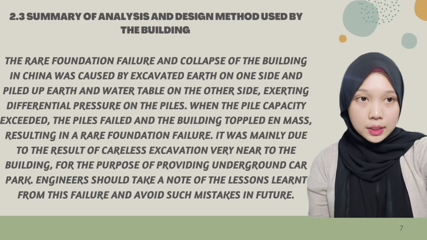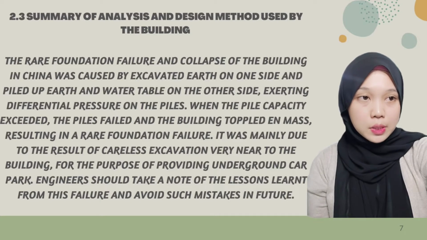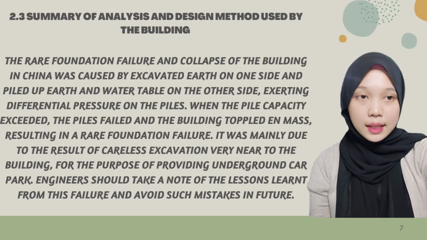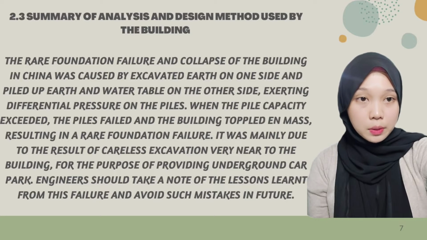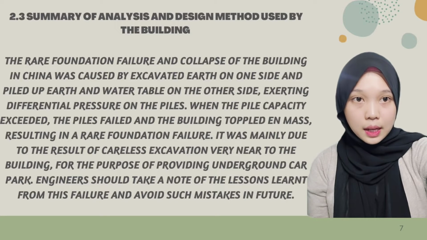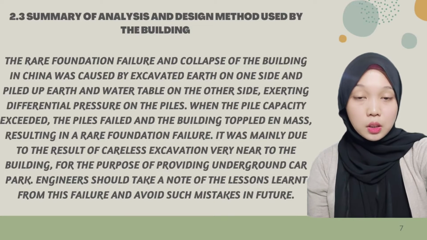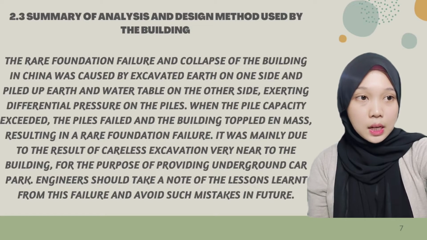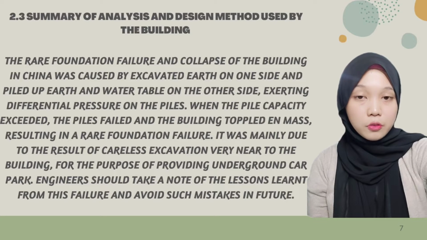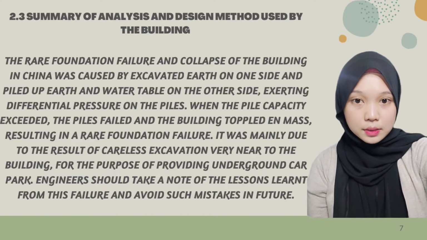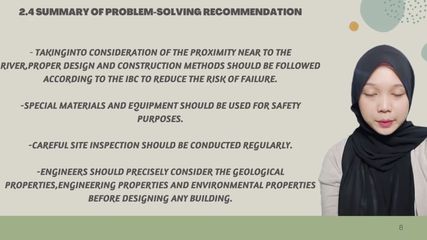The rare foundation failure and collapse of the building in China was caused by excavated earth on one side and built up earth and water table on the other side, exerting differential pressure on the piles. When the pile capacity was exceeded, the piles failed and the building toppled en masse, resulting in a rare foundation failure. It was mainly the result of careless excavation very near to the building for the purpose of providing an underground car park. Engineers should take note of the lesson learned from this failure and avoid such mistakes in the future. Summary of problem-solving recommendation.